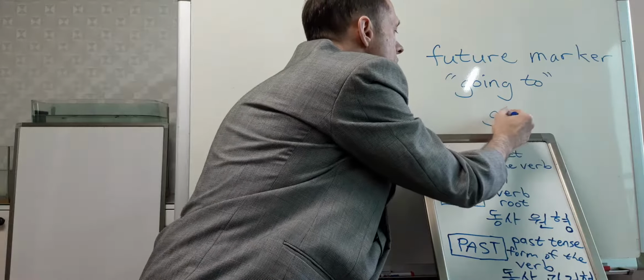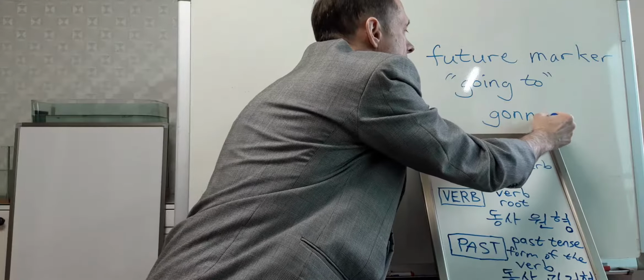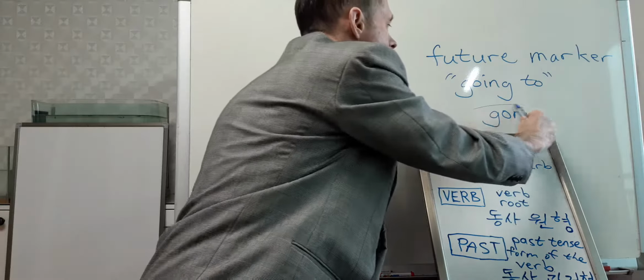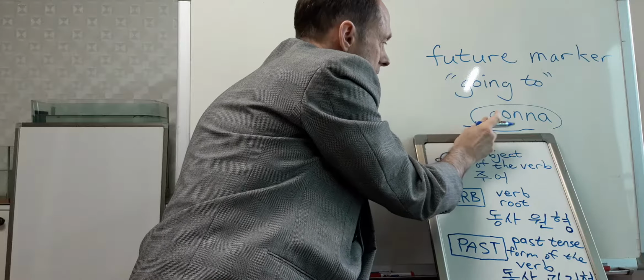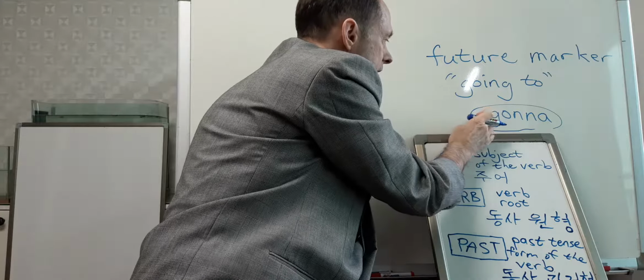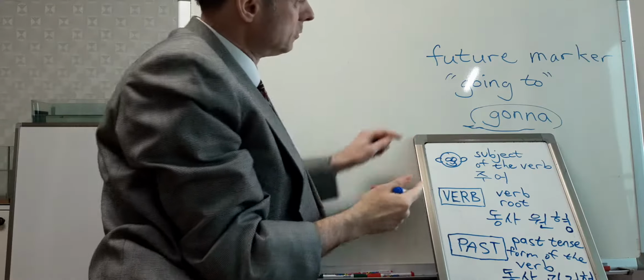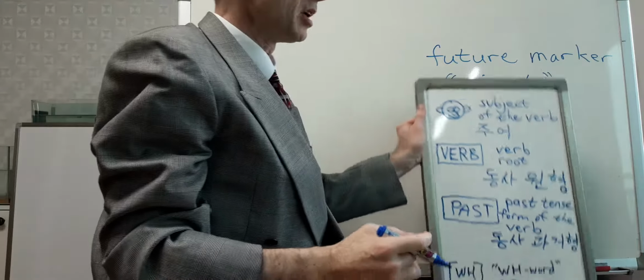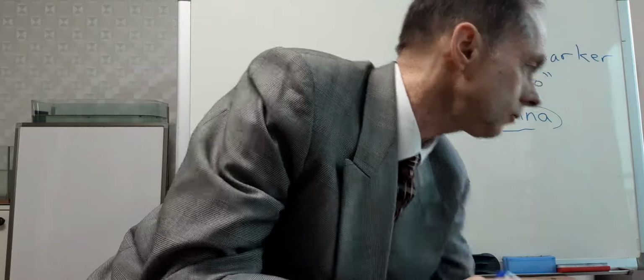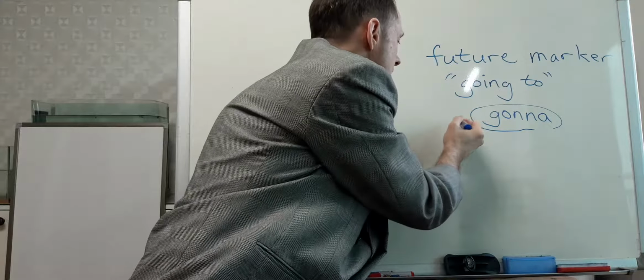Here, I'll write it for you in comic book spelling. Gonna. This is how you write it in comic book spelling. Here, comic books, they put it in a bubble like this. Oh, yeah. Gonna. He's saying it. How's that? Gonna. That's comic book spelling. Because that's how it sounds.